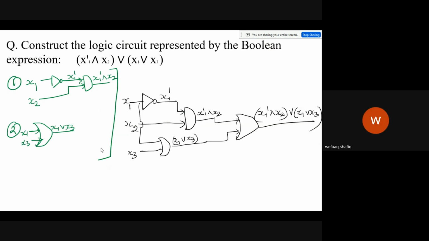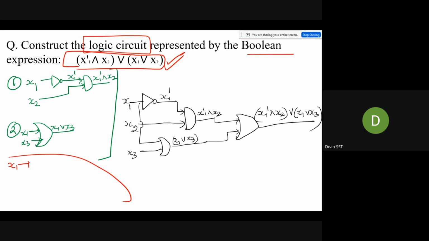See, construct the logic circuit represented by this Boolean expression. Are you able to view the Boolean expression, class? Fine. You can view the Boolean expression. This is what? X1 bar. So how can you do X1 bar?